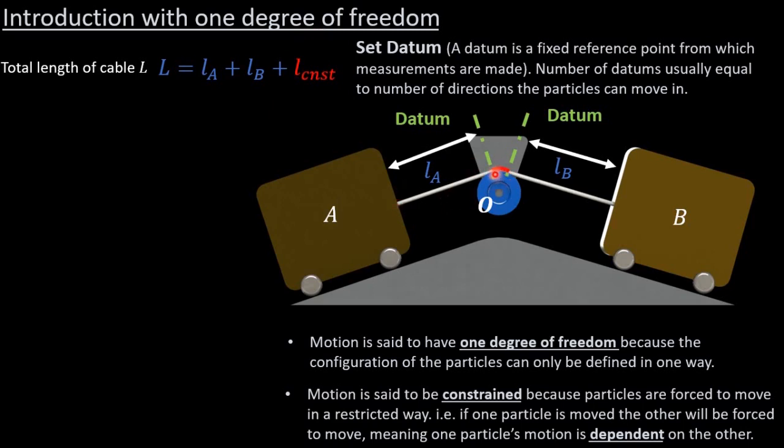Okay, so that's this bit there in red. So that is the total length of the cable. Next, we take the time derivative to get velocity. So we take the time derivative of each term in this equation to get velocity.